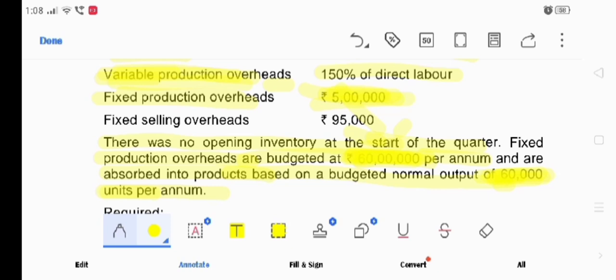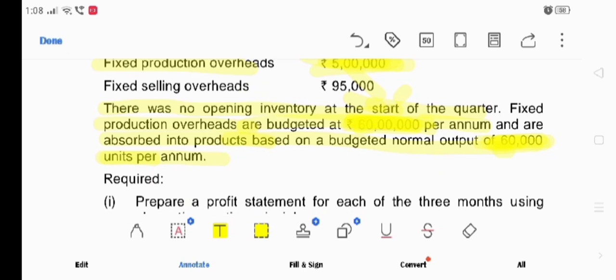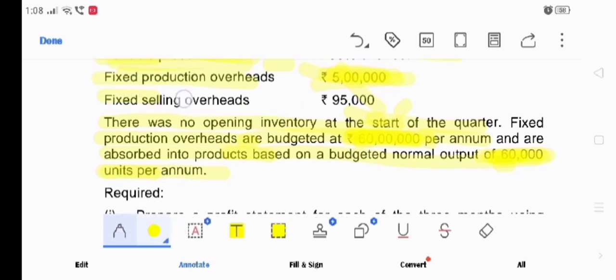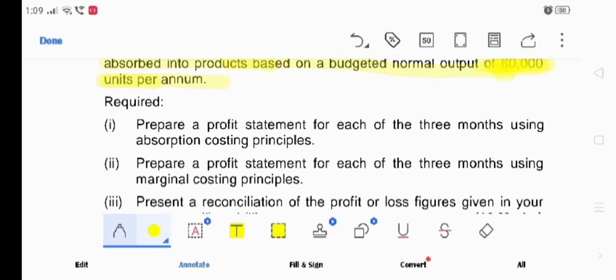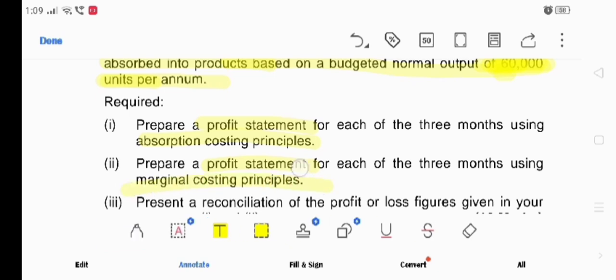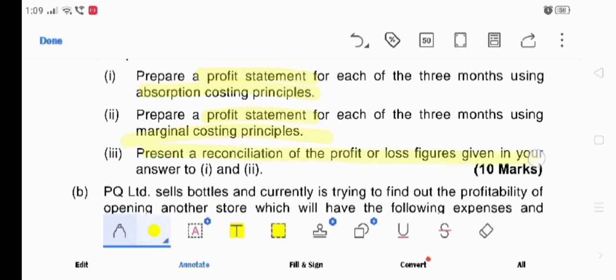Yeah. So now, fixed selling overheads do not come in cost, because selling overheads are after production. So that will lastly add 95,000. And what is required? Prepare a profit statement for each of the 3 months using absorption costing principle, and the same profit statement using marginal costing principles, and prepare a reconciliation statement.